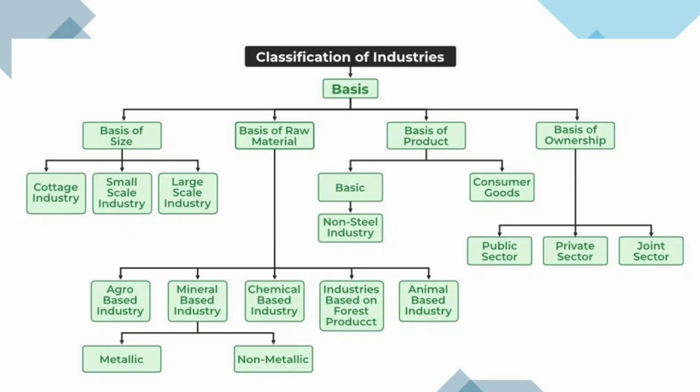The next one is private sector. It is owned by private individuals. Example: Tisco, Bajaj Auto, etc. Joint sector is nothing but it is owned by both government and private individuals. Example: Maruti. Okay. The next one is cooperative sector. It is owned and operated by producers or workers. Okay. Example: Amul. So this is based on ownership.